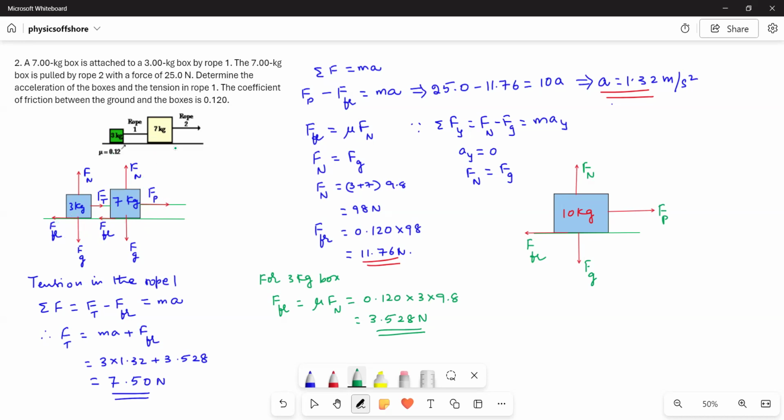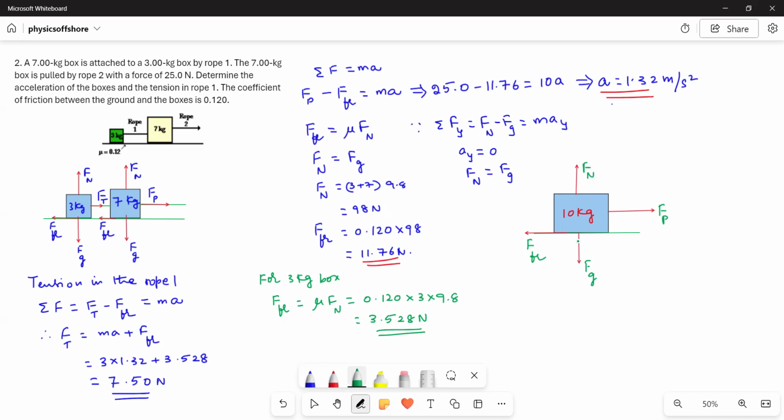Now what is happening here? The second rope is pulled by a force of 25 newtons. So the entire system is accelerating. Am I right? So for that, I have written another free body diagram, taking both the boxes as a single box of 10 kilograms.